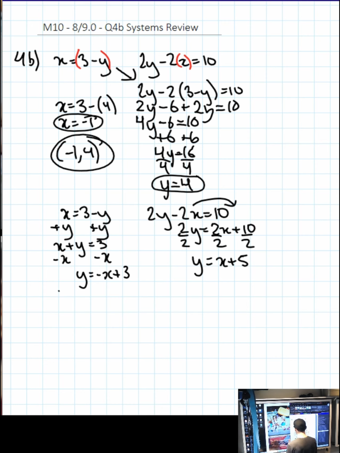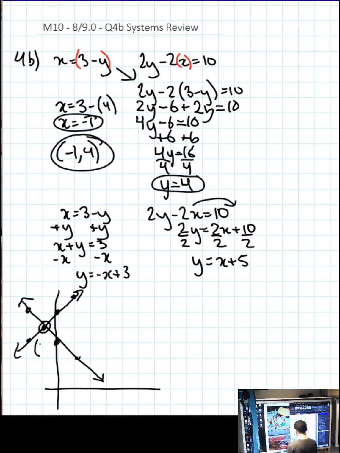We can then graph them both. So we have a graph. So first of all, we have a graph with a y-intercept of 3 and a slope of negative 1, up 1 over 1, up 1 over 1 in the negative direction. Then we have the equation on the right, y equals x plus 5. We have a y-intercept of 5 and a slope of up 1 over 1. And we have the intersection of exactly negative 1 comma 4. Confirming our intersection is correct with graphing.